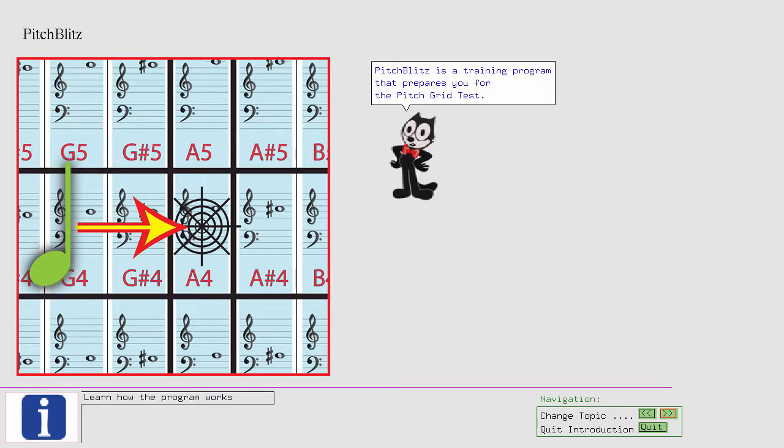Pitch Blitz is a training program that prepares you for the pitch grid test. Therefore, before I explain the differences between the pitch grid test and the training program Pitch Blitz, let me give you an overview of the pitch grid test.